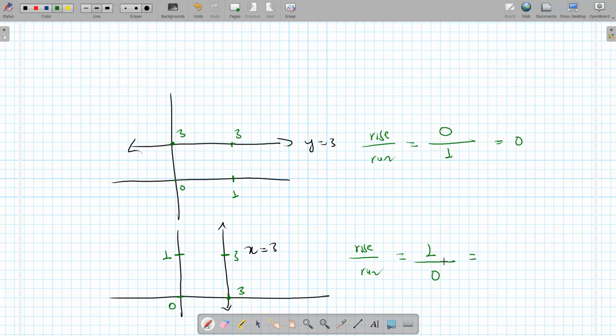What's 1 over 0? It's not 0. 1 over 0 is actually undefined. Some say it's infinity, but it's not even infinity. It's undefined. You can't divide by 0. So the slope of a vertical line that's perfectly straight is going to be undefined, whereas the slope for a horizontal line is going to be 0. Okay?